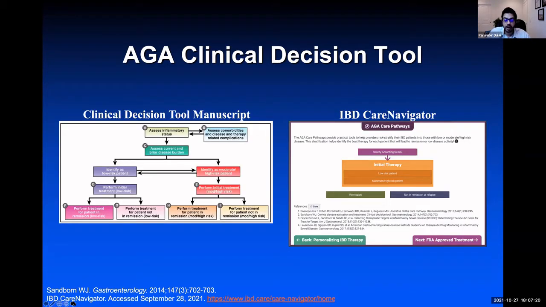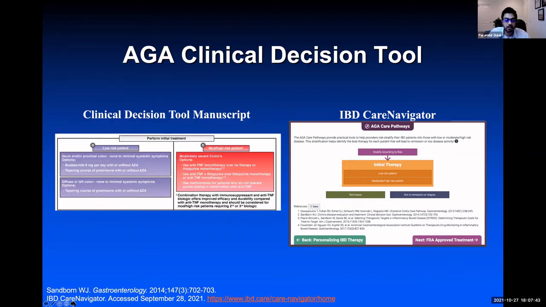The AGA had created a decision support tool that was pretty easy to follow. On the left here, you can see the clinical decision support tool itself. It's very simple. You assess the current burden. They're either low or high risk for a complication. If they're high risk, then you start a therapy. If they're low risk, then you start a lower risk or more appropriate therapy. And then you continually assess them for remission versus continued disease.